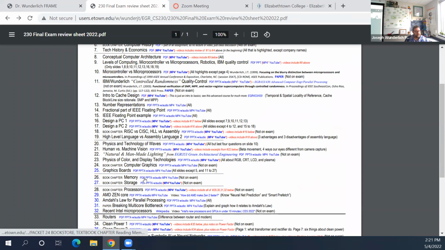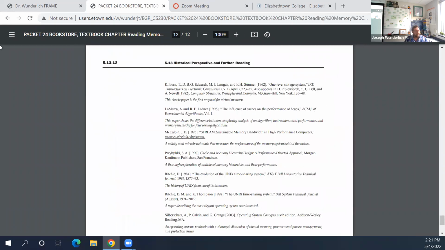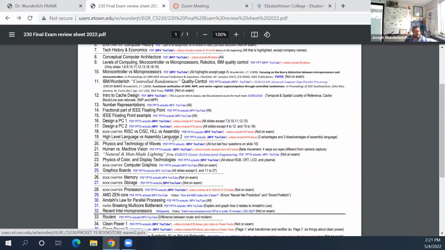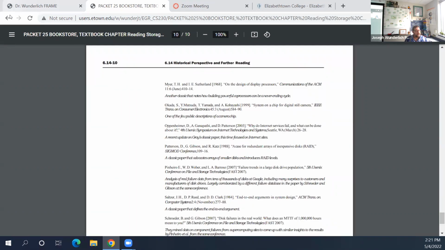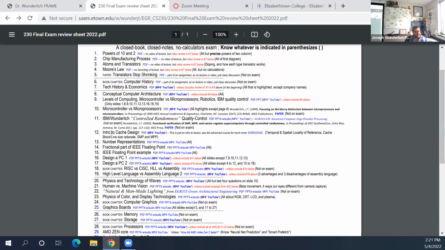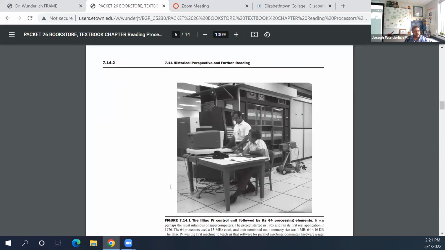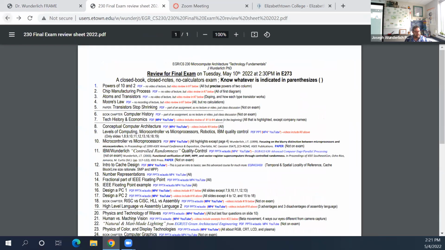Memory and storage, these are book chapters, not an exam, but there are nice notes in here that I edited out of the book. Same with storage, nothing there. The processors, not an exam either. That's just a history thing too. Actually, some IBM stuff that I worked on there, but nope, that's not on an exam.